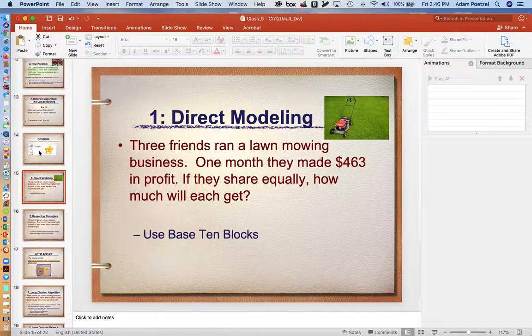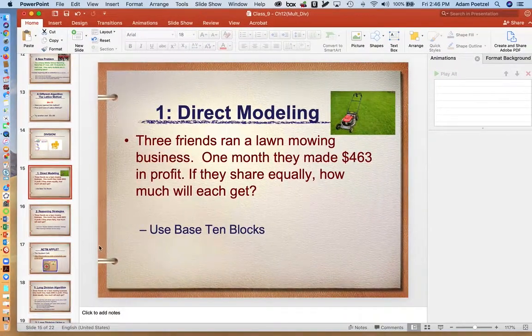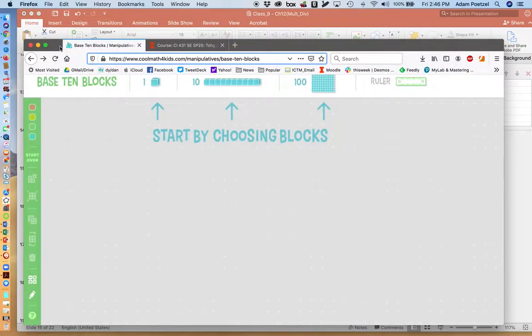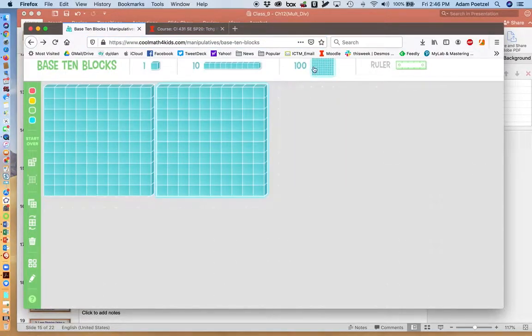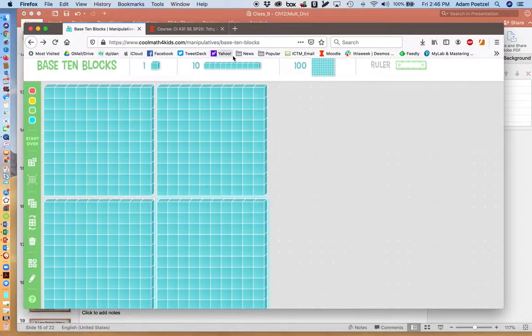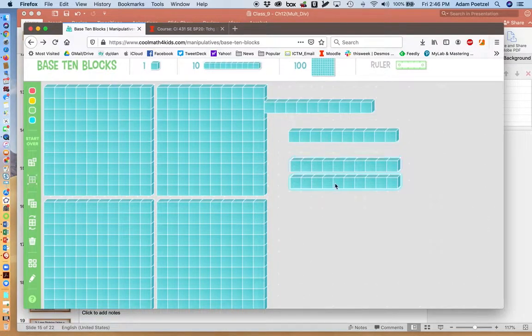Well, again, with direct modeling, if we had some base 10 blocks, that would be a great way to do that. We're going to look at 463 split evenly between 3 people. We don't have our physical models at home, but we do have our virtual ones, so let's try that out for a second. I'm going to pull that up here, and let's see what that would look like. I have $400 and $63. So I'm just going to pull out that $463 here. There's my 6 tens, and here are my 3 ones.